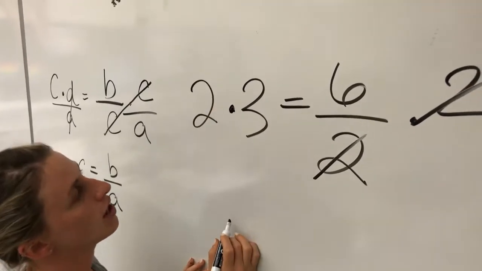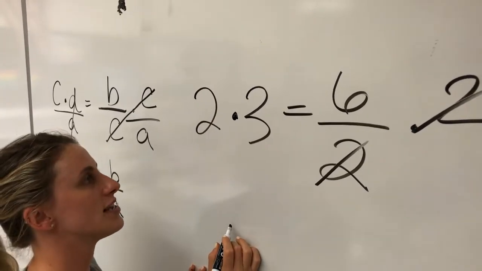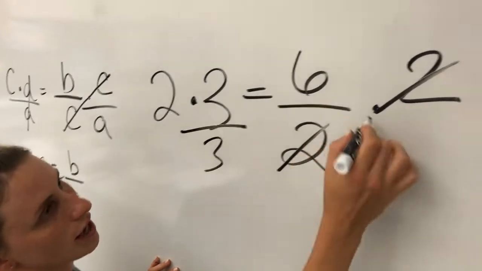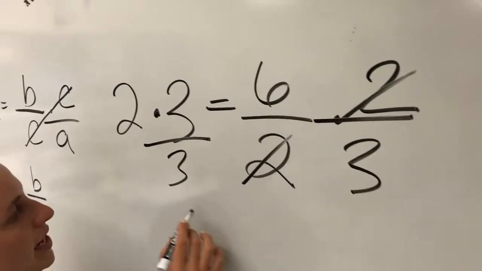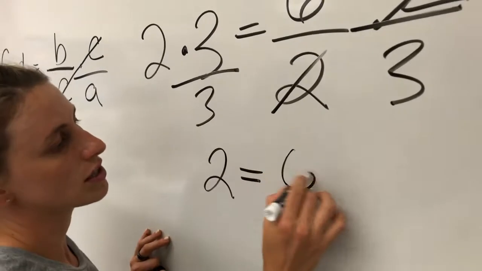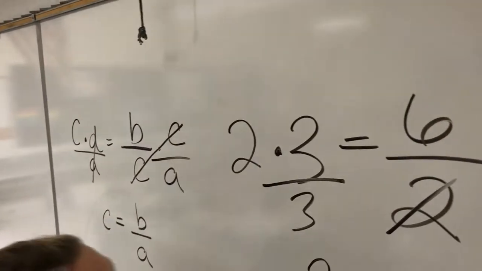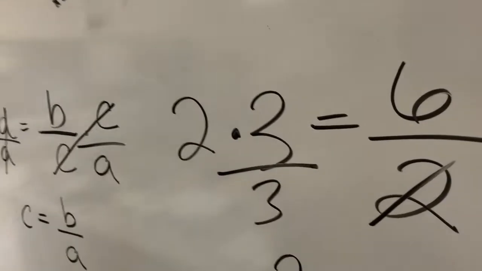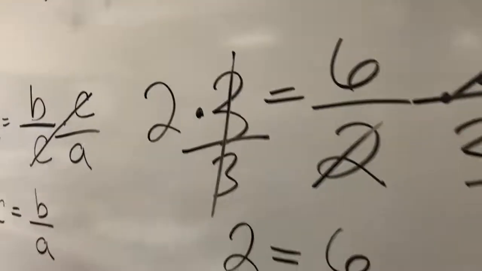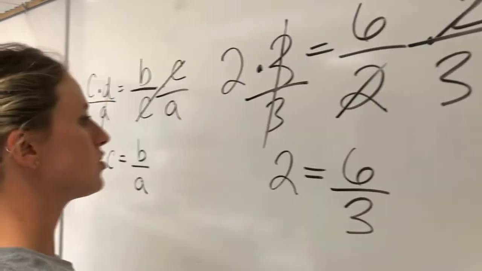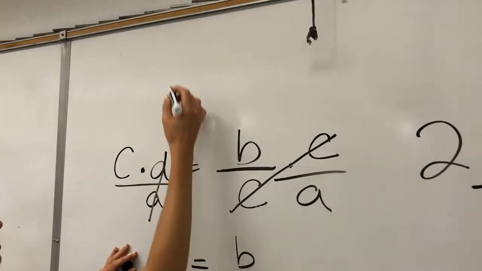The opposite of multiplication is division. So in order to get rid of the 3, I'm going to divide by 3 over here. And now I've got 2 equals 6 divided by 3. Is this true? Very, very true. You forgot to cancel the 3's before. Don't be like me. Cancel your 3's.